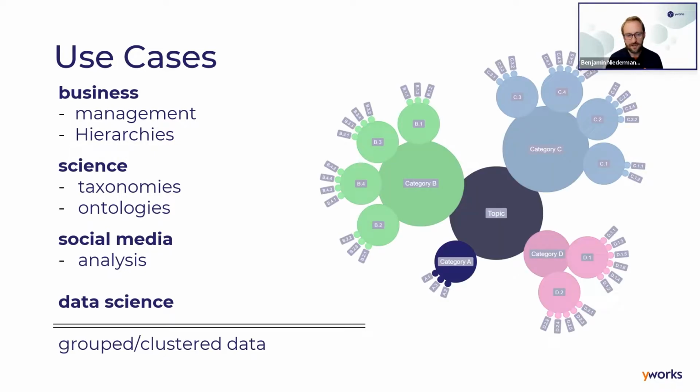So basically, you can always use the Cactus Group layout if you have a hierarchy that is tree-like and somehow clustered. For example, you have a topic, and then this topic can be split into subcategories, namely category A, B, C, D, and so on. And then these categories can be split again into smaller groups and so on. And there you can use the Cactus Group layout.